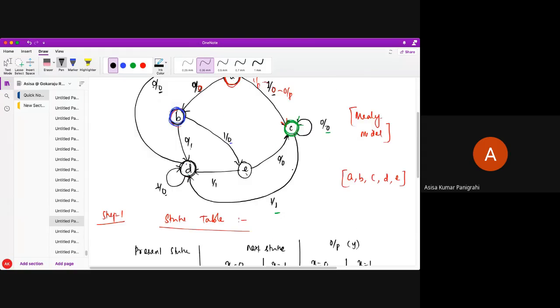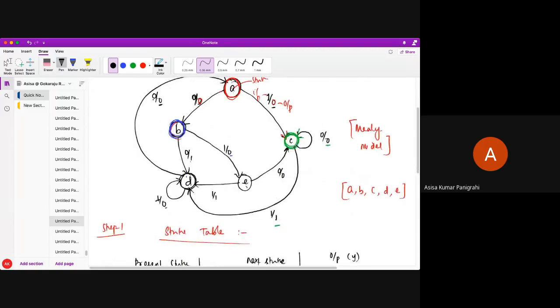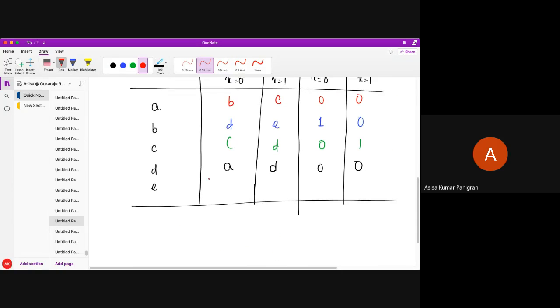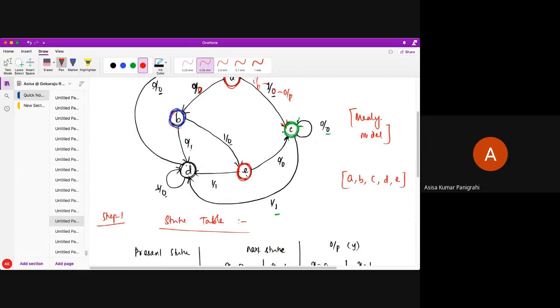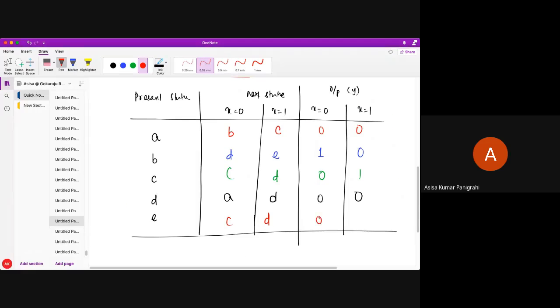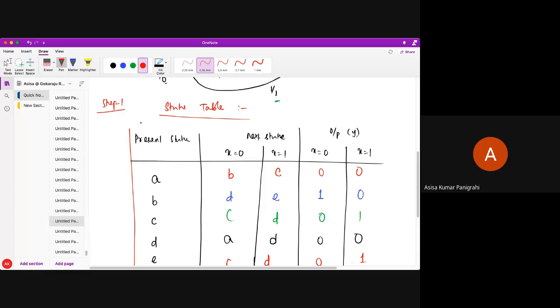Now which state am I at? Let's say I am at state E. Now I am in this state. For input 0, I am going to C. For input 1, I am going to D. C and D. And what are my outputs? For input 0, my output is 0. For input 1, output is 1. 0 and 1. So this is my state table, students. All of you understand?